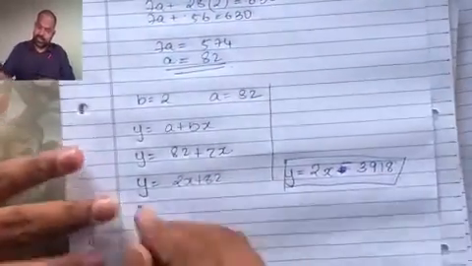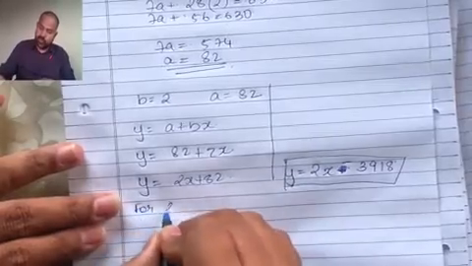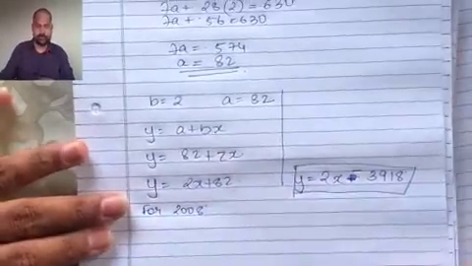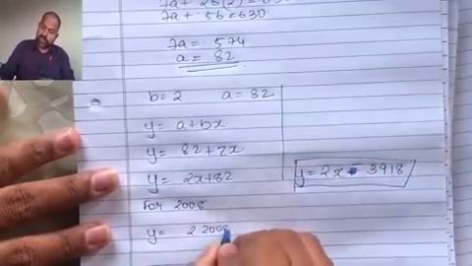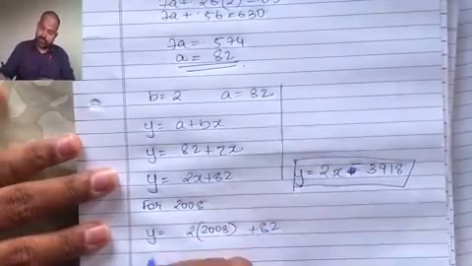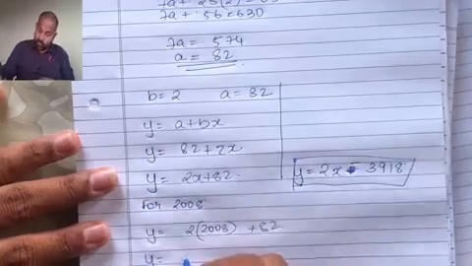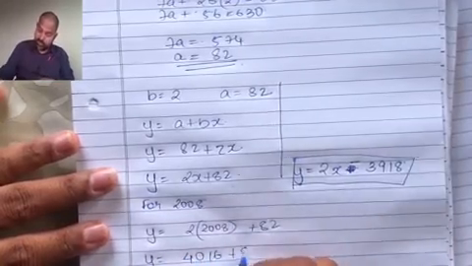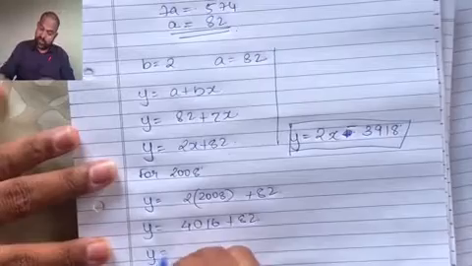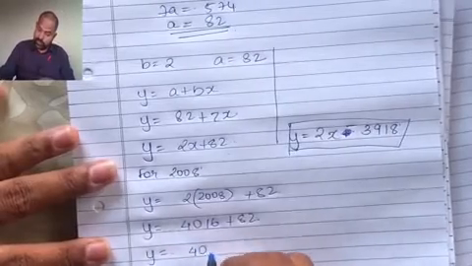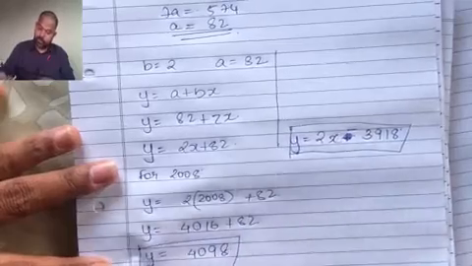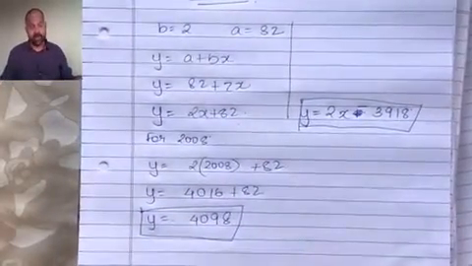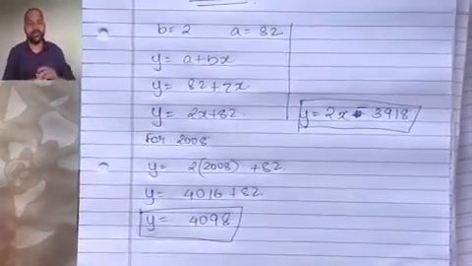Fine then. Let's try for 2008. For 2008, I will get y is 2 into 2008 plus 82. Y is 4016 plus 82. Y is 4098. So for the next year, the value of y is 4098.